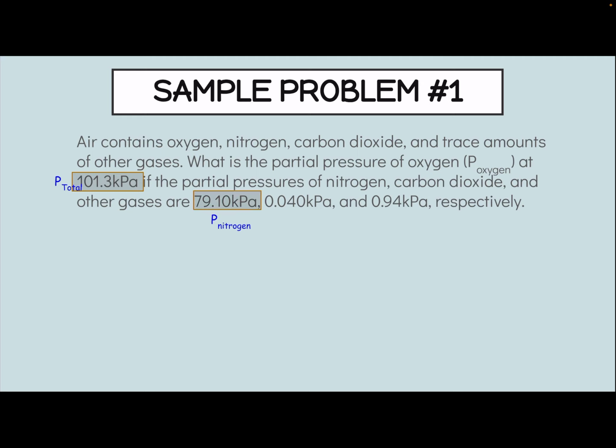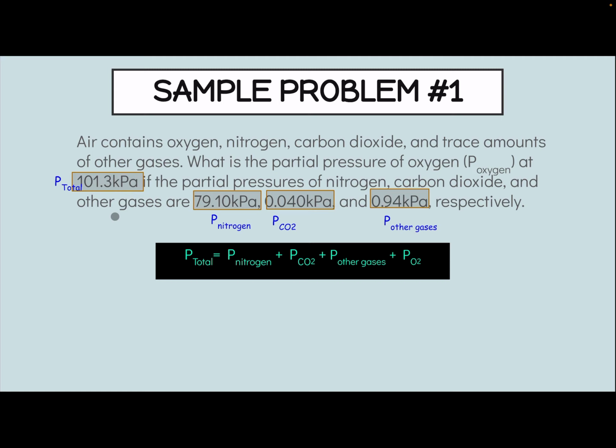This value is the pressure of nitrogen. This one, the pressure of carbon dioxide, and this one, the pressure of the other gases. We know that because it said respectively afterwards, so it's going to follow the same order that the gases were presented to us in the problem. Here's our formula. P total is equal to the partial pressure of nitrogen plus the partial pressure of CO2 plus the other gases plus O2.